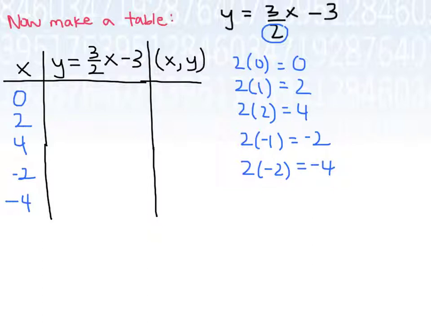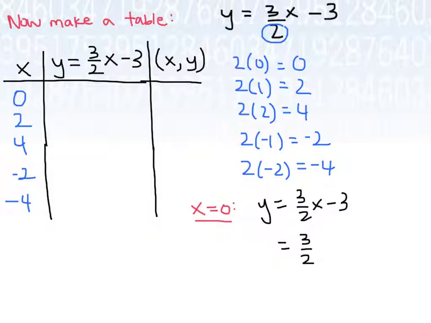And I'm going to start with plugging in 0 to my equation, y equals 3 halves x minus 3. So I try to keep myself organized. You might see me showing a bit of work off to the side. When x equals 0, we already know that y equals 3 halves x minus 3. We would be plugging in, instead of x, we'll plug in 0. And then we'll compute our answer.